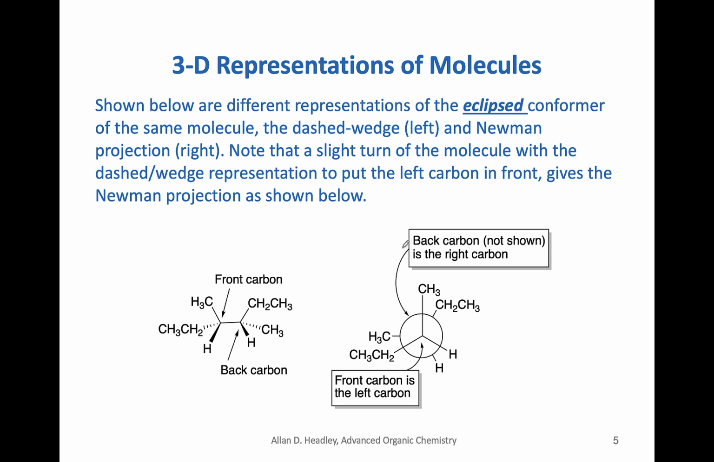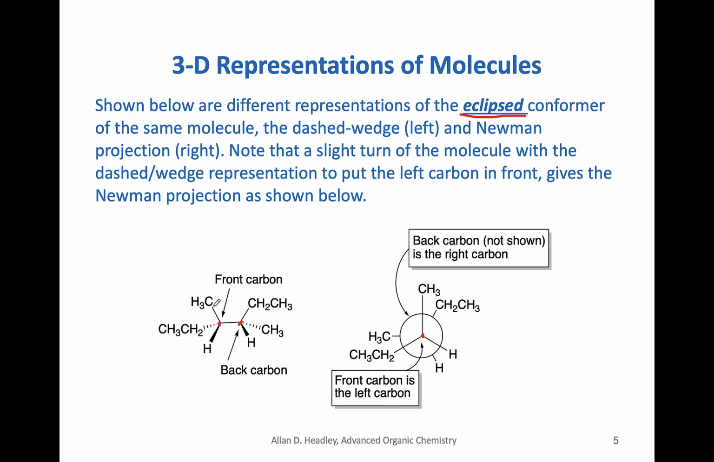So what you should be able to do is to convert the dashed wedge into the Newman, or manipulate these two representations. So here again is the front carbon and the back carbon. A slight rotation out of the plane of the paper will put this in front, and you can look down to see the back carbon, which we represent here with a big circle. And of course it has the groups that are bonded to it. We have some names for this. So this is the eclipsed conformer.